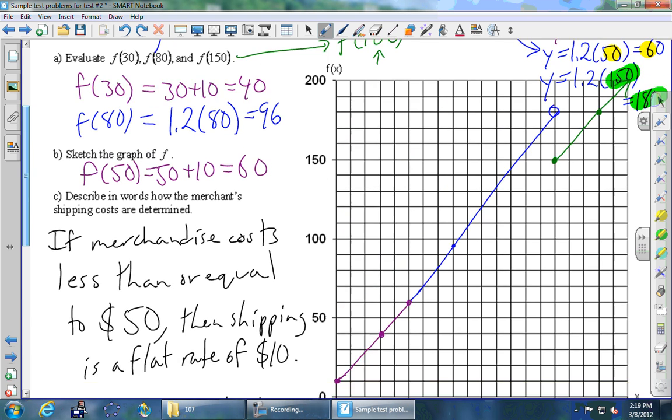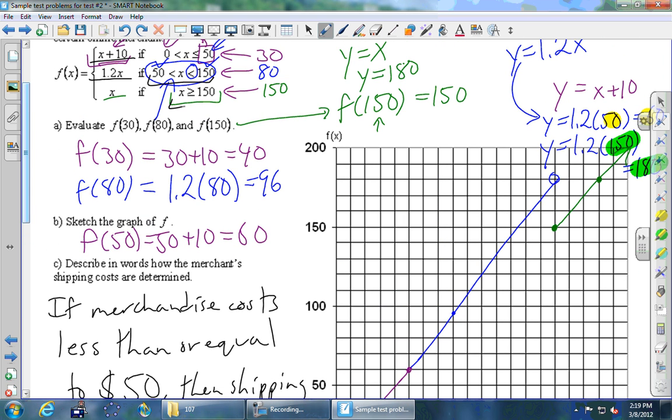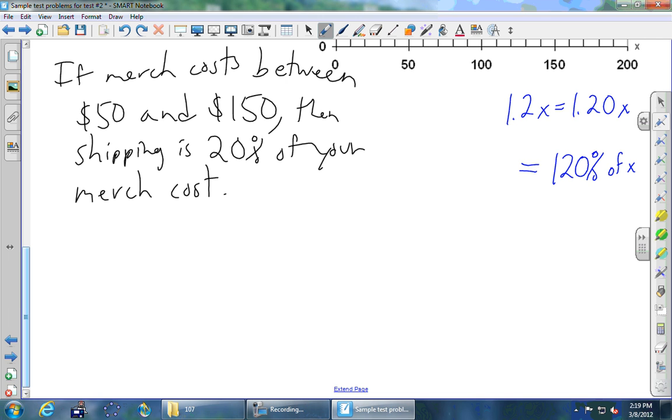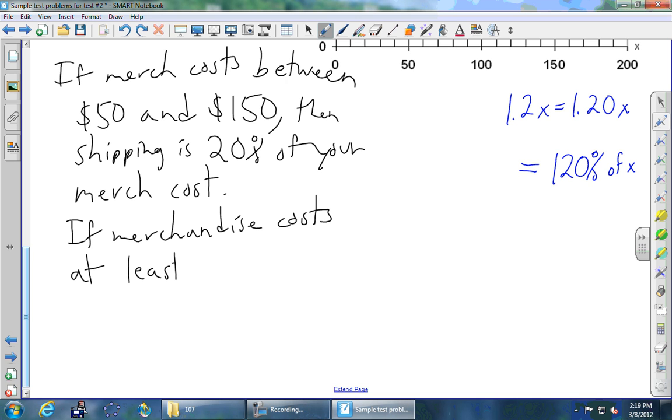And then finally in the last row, if the merchandise costs bigger than or equal to $150, then you pay x. Well, x is what you pay without any shipping. So it must be that there's free shipping here. So if the merchandise costs at least $150, then shipping is free.